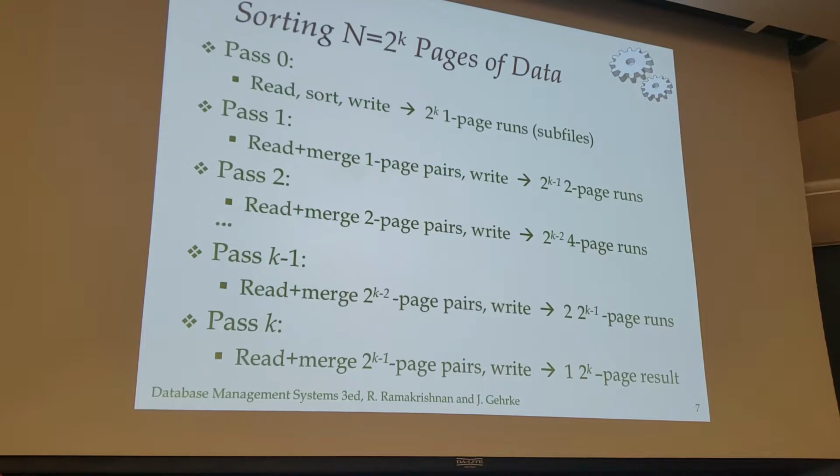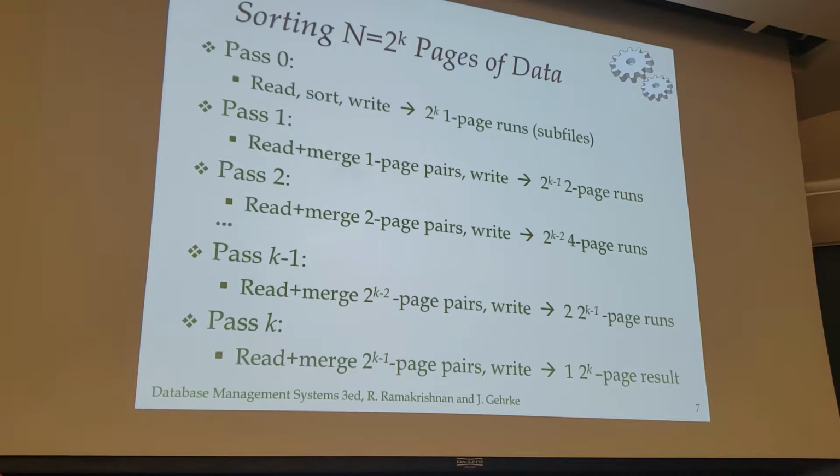But what you're going to do is you're going to get n, which is 2 to the k, one-page run subfiles, and each one of them is sorted, where you just do the in-memory sort of the individual pages. And now you do merges and merges and merges. Again, this is the divide and conquer idea. In pass 1, you take these one-page pairs and just using 3 buffer pages, I will merge them together. So I'll get things that are size 2.